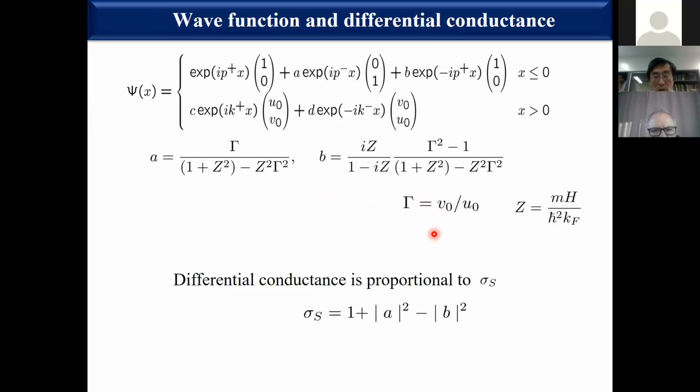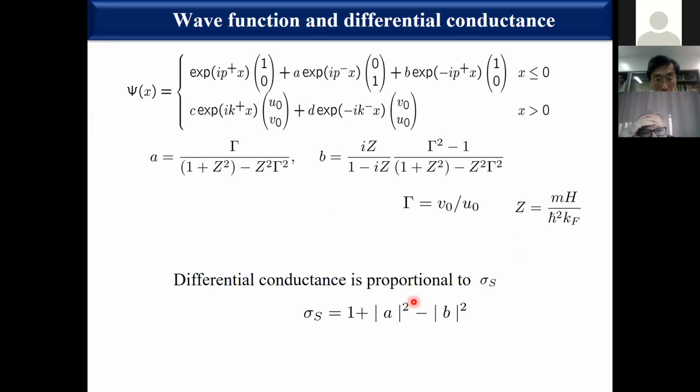Gamma is a ratio. It often appears in our analysis. It's the ratio of V0 to U0, and Z is a barrier parameter. Then the Andreev reflection coefficient and the normal reflection coefficient are compactly written like that. So this is a solution to understand dI/dV in normal metal superconductor junctions. And the line shape of the differential conductance is controlled by Z. Z includes the information of the barrier potential.